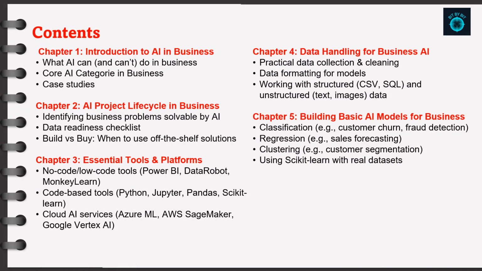Welcome to this notebook about AI in business. In Chapter 1, we explore what AI can and cannot do. Core categories like automation, insights, personalization, and forecasting, and real-world case studies. Chapter 2 covers the AI project lifecycle, including identifying problems, checking data readiness, and deciding between building or buying solutions.